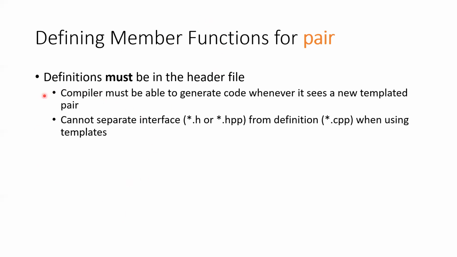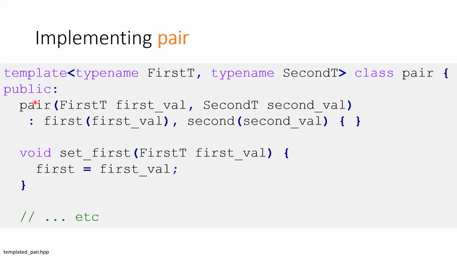A thing to be noted is that the function definitions must be in the header file. You cannot put any function definitions in the .cpp file in this case, because the compiler needs to recognize everything inside one file for templates. And implementing it inside the class Pair, you just do the same things and implement everything in the header file, like the constructor and the setter and etc.